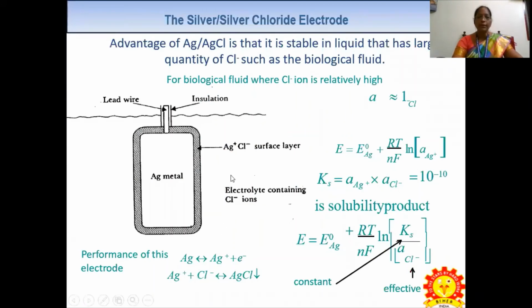This shows the advantages of silver chloride: it is stable, and it has the electrolyte containing Cl minus ions. These are all the equations used for measuring the performance created by the biological fluids, and the solubility product is shown here, the Nernst equation, and these are all the proportionality constants. This is the effect, actually, of what happens. The performance of this electrode is also good compared to the other electrodes.